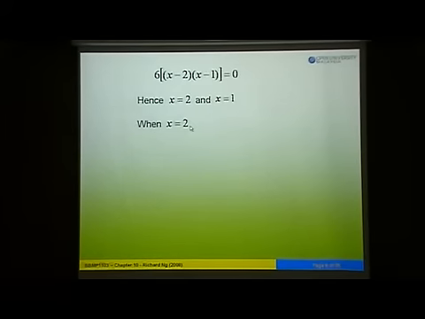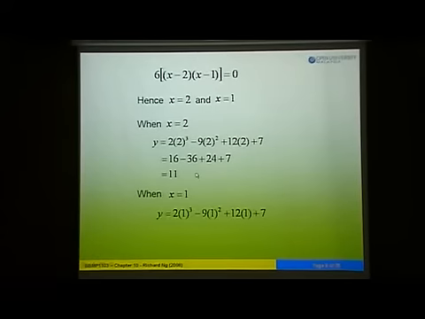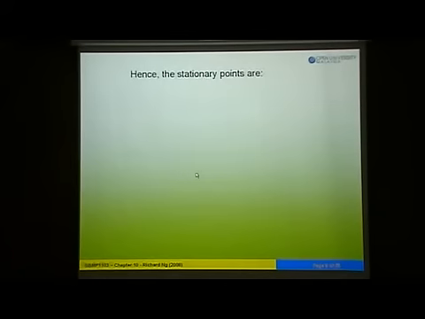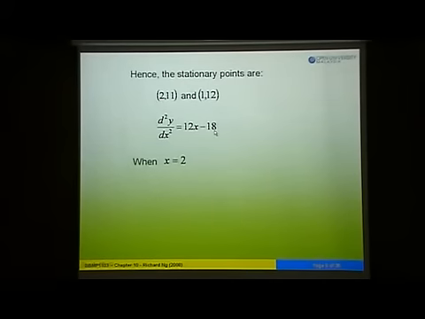So we substitute x equals to 2 first into the function y to find the value of y. Right? So we get 11. When x equals to 1, substitute into function y, we get 12. Alright? So the stationary points are (2, 11) and (1, 12). Now in order to determine maximum or minimum, we have to differentiate and find the second degree of differentiation. So from the above dy/dx answer just now, when we find d2y/dx², the answer is 12x minus 18.